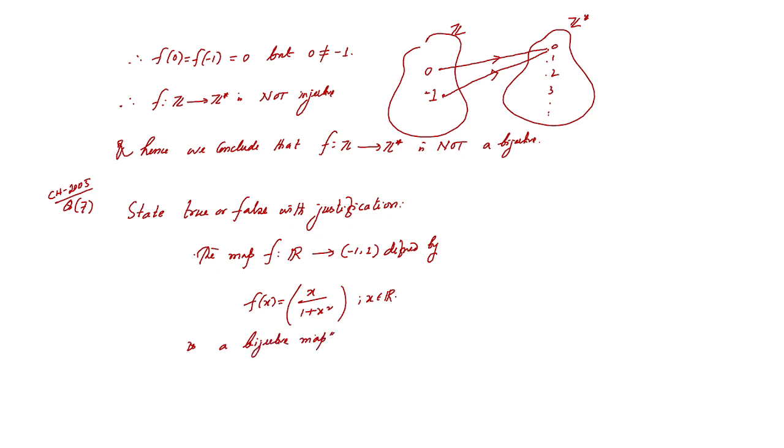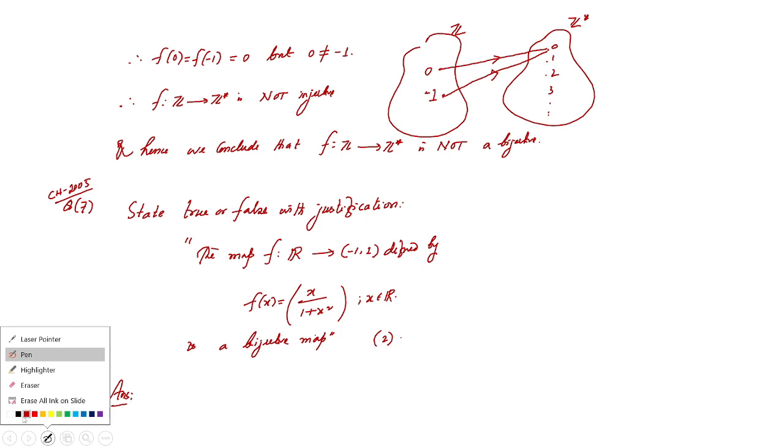And this is also a 2 marks question. You need to check whether it is bijective or not. Again we will see the statement is false, but we need the justification. If we think about the answer, the statement is false because this map is not bijective.